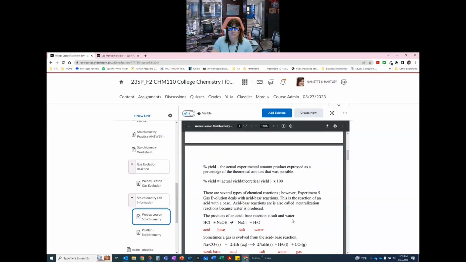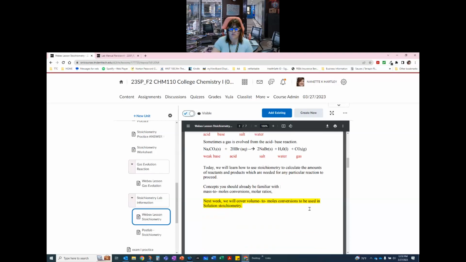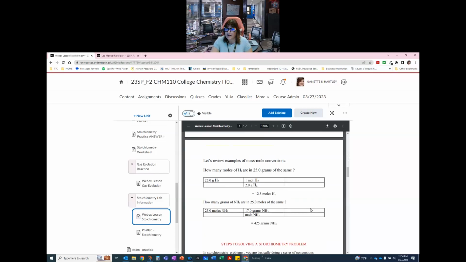When we talk about acid-base reactions, we're talking about adding that acid to that base. Remember, we take the H from the acid and the OH from the base to form H2O, and we get a salt. In addition to that, with this kind of acid-base reaction, sometimes we get gas evolution. And so we need to review how we do those calculations.